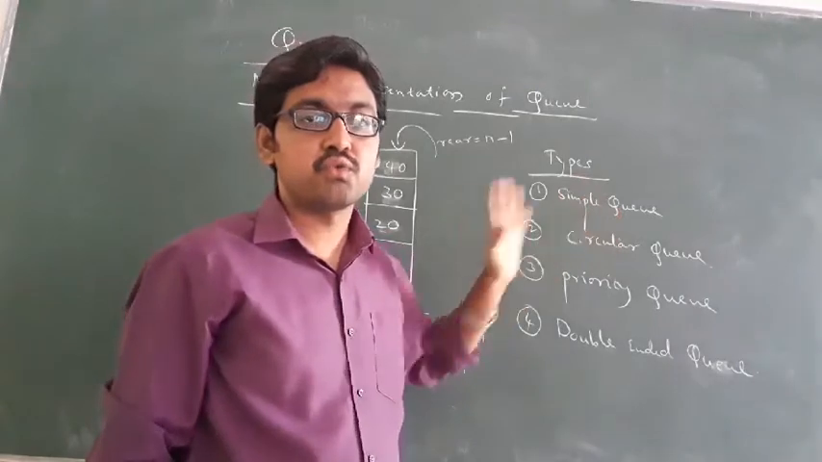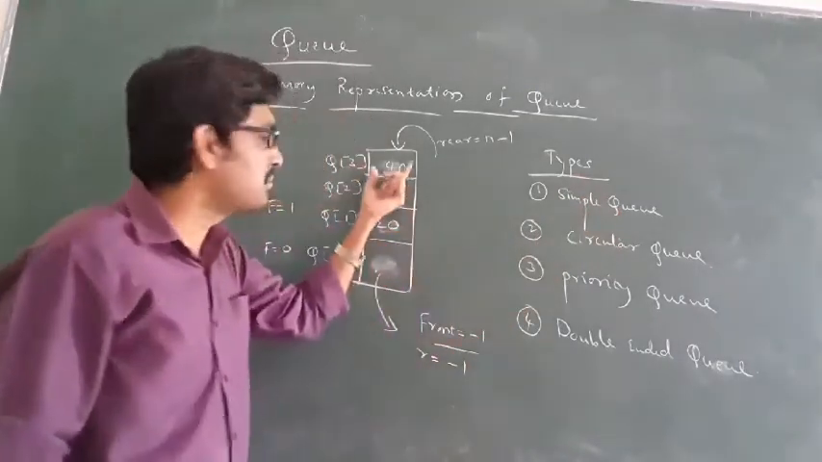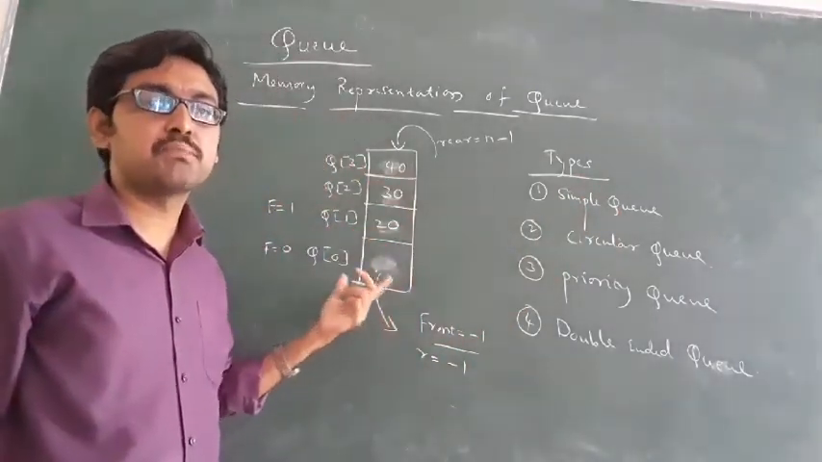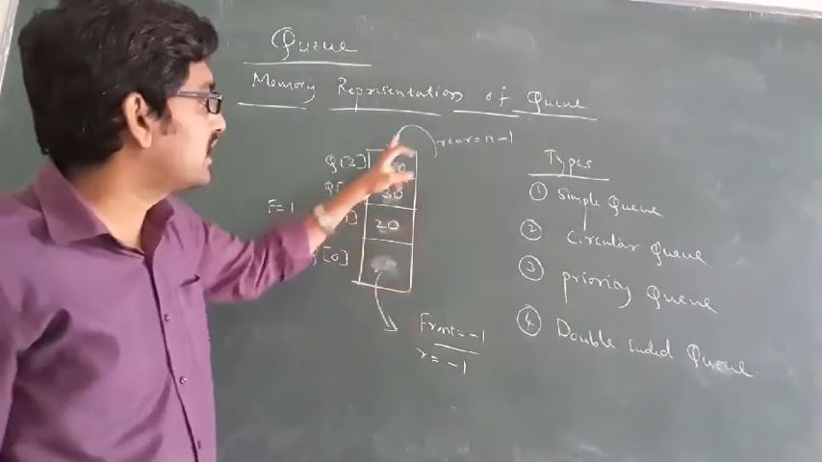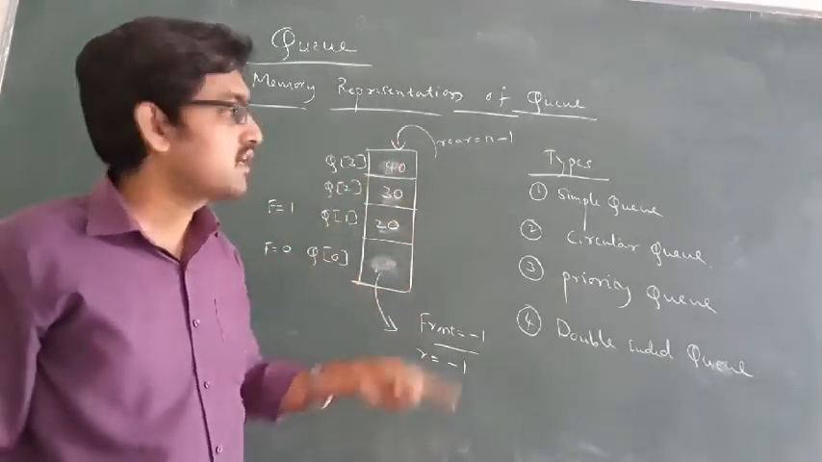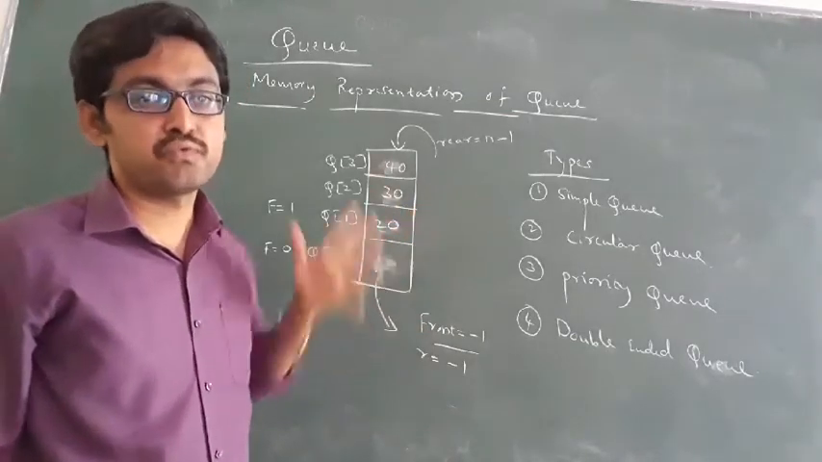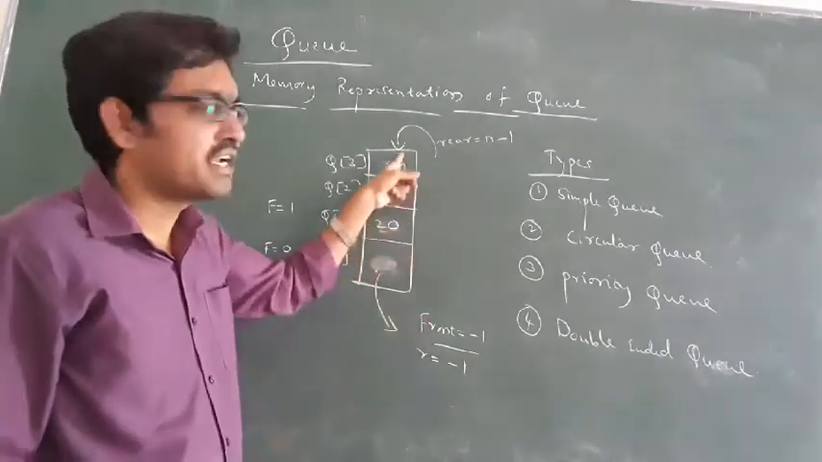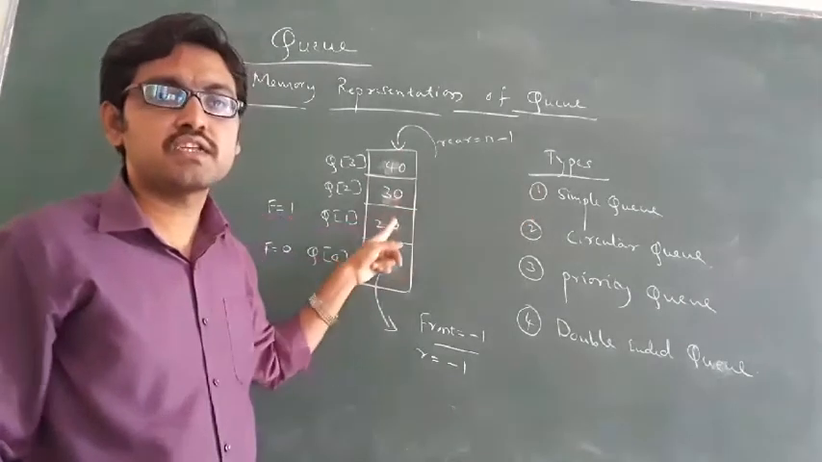What is a simple queue? This is a simple queue. This is an example of a simple queue. Here you can insert the element from the rear end and delete the element from the front end. That is nothing but a simple queue. You have to write a definition and draw this diagram.